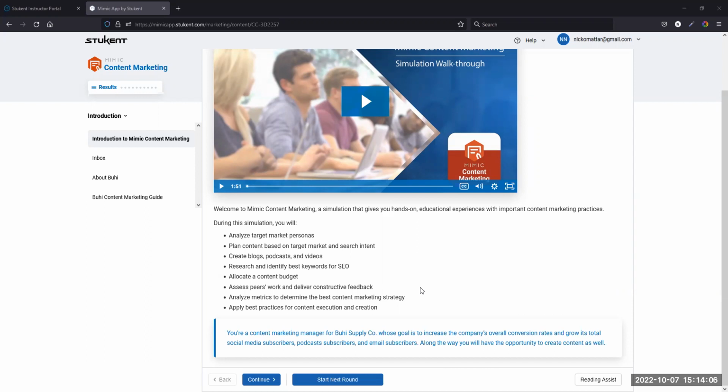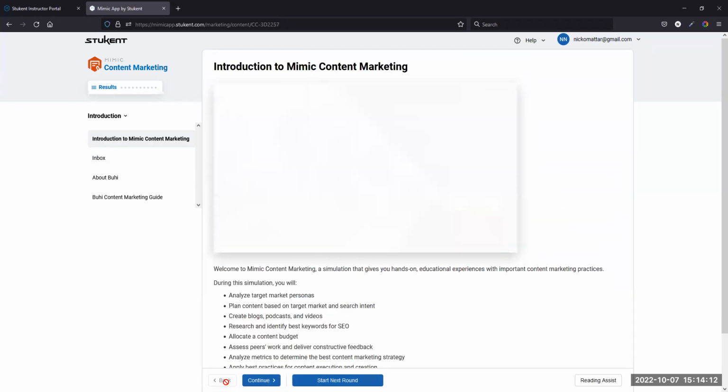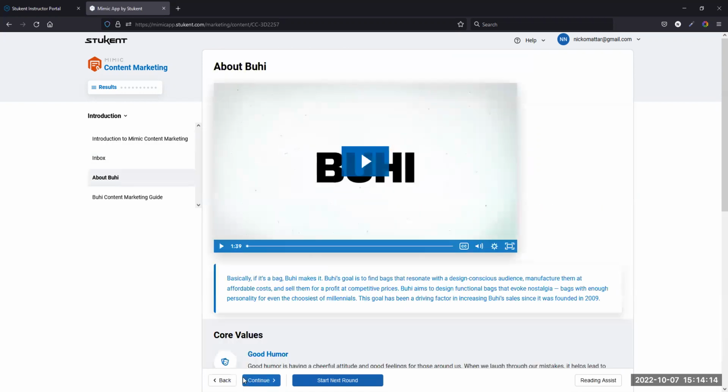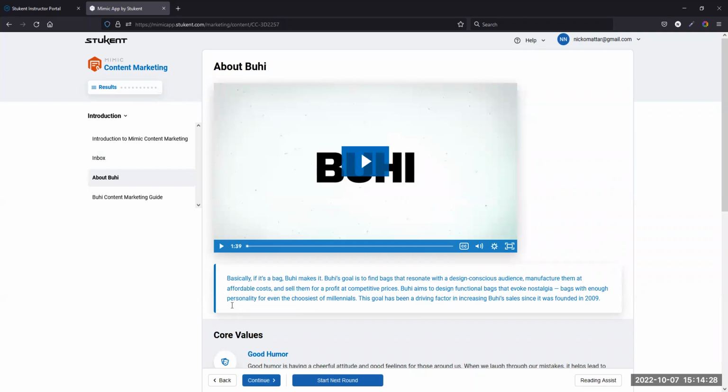Now, what is Buoy Supply Company? We'll come back to this in just a minute. Actually, we'll go forward to it. You can get an overview of Buoy here in this section. And actually, really quick, this is your little letter, your opening note. Each round, you might get a little message here from somebody on the team, and they'll talk to you about what you're tasked with doing.